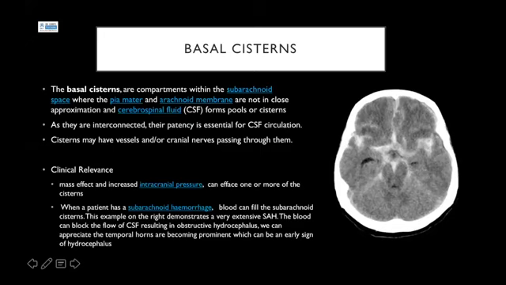So again, they're clinically relevant, and mass effect for any reason and increased intracranial pressure can efface one or more of the cisterns. And when a patient has a subarachnoid hemorrhage, blood can fill the subarachnoid cisterns. In this example on the right, this demonstrates a very extensive subarachnoid hemorrhage, and this is the hung chicken sign. Blood can fill these subarachnoid spaces and block the flow of CSF, resulting in obstructive hydrocephalus. We can also appreciate that the temporal horns may be becoming slightly prominent here, and this can be one of the early subtle signs of developing hydrocephalus.